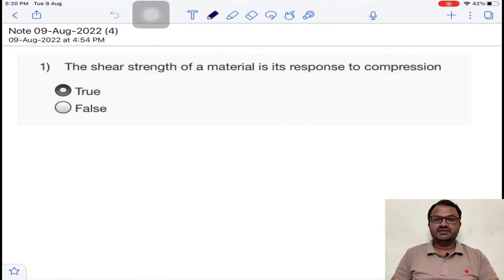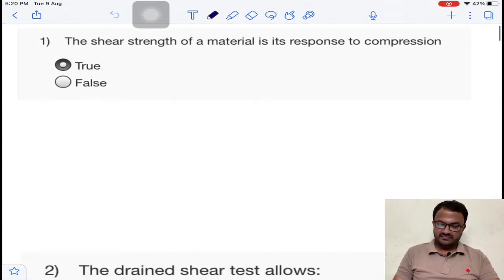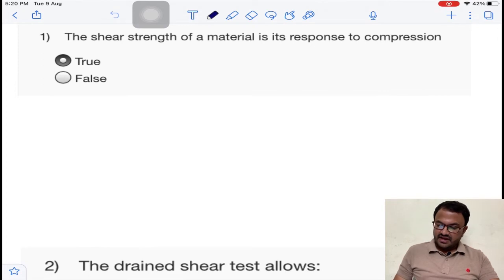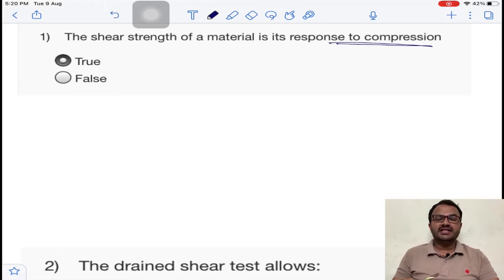In this session, I would like to discuss the second assignment of Geotechnical Engineering-II. First question: the shear strength of a material is its response to compression. The meaning of the statement is that whenever we compress the soil using road rollers, its shear strength will develop. Is it correct or wrong?